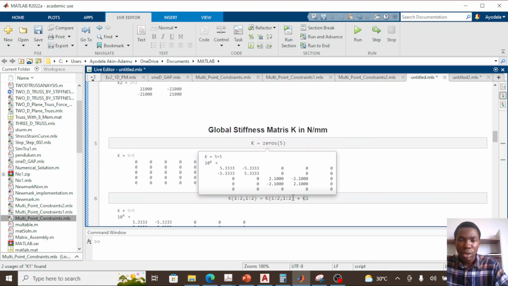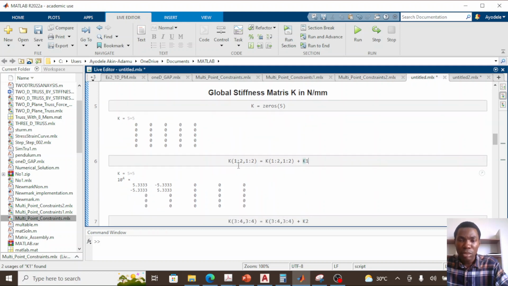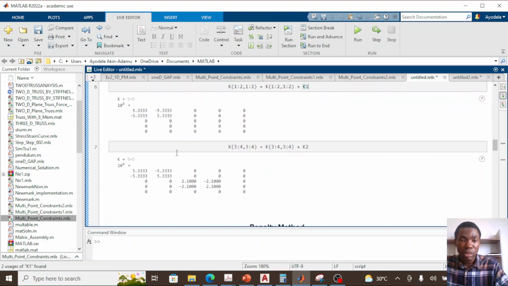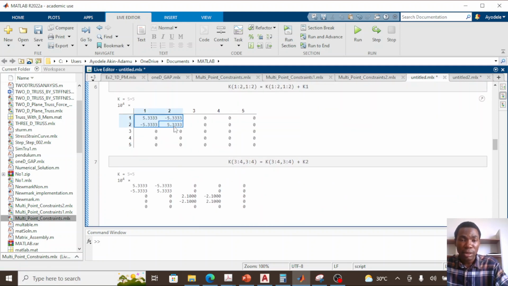So that's why I'm using 1:2, 1:2 plus K1. So we see here that the K has been added at position 1 and 2 of the global stiffness matrix.